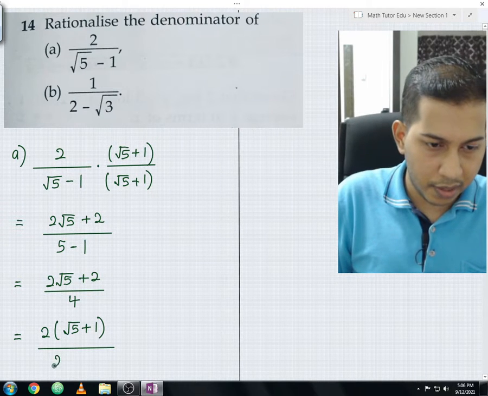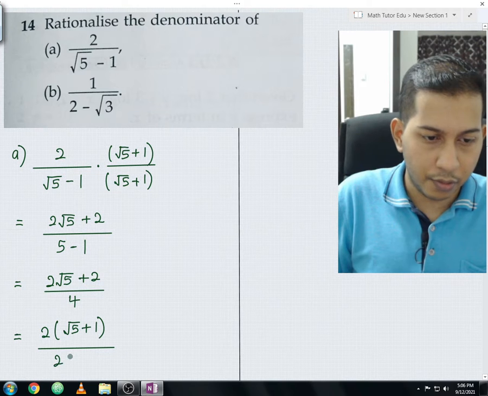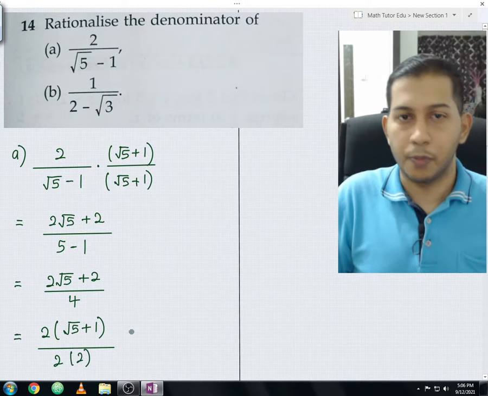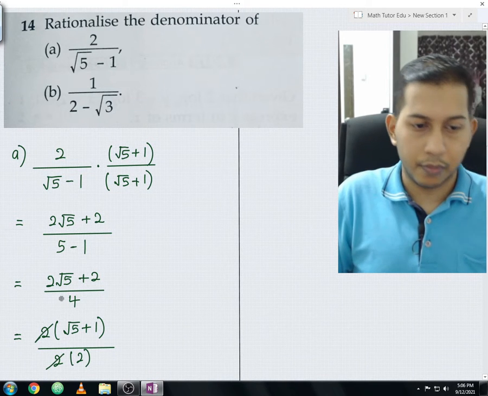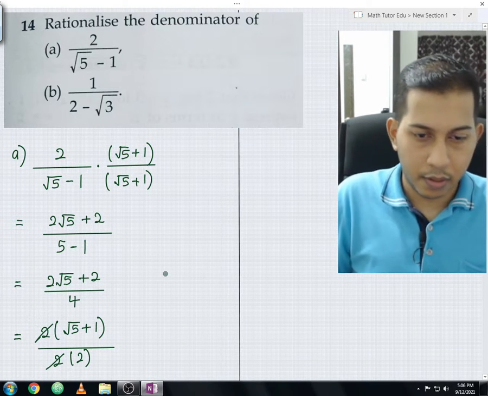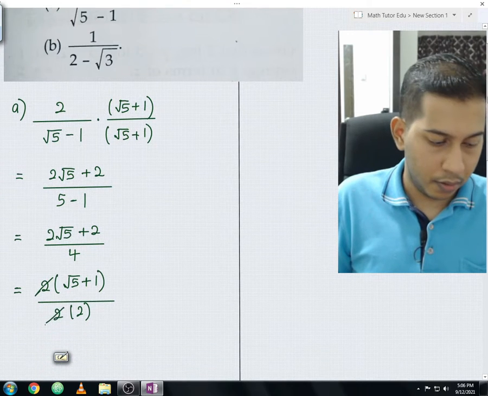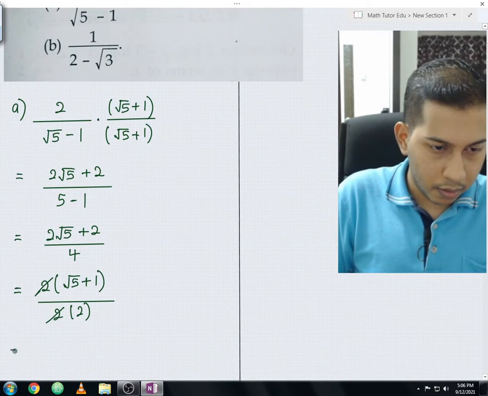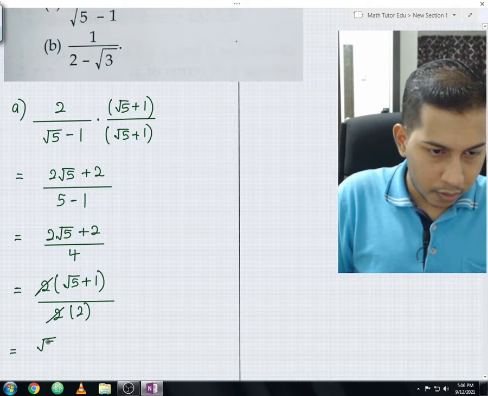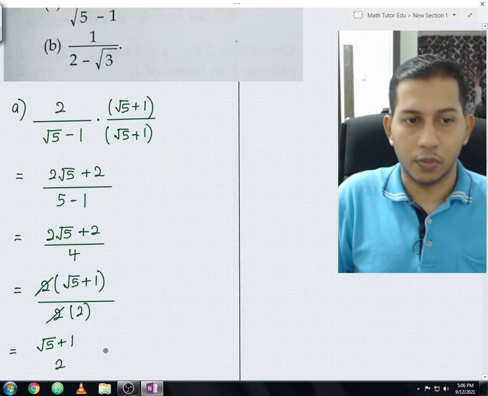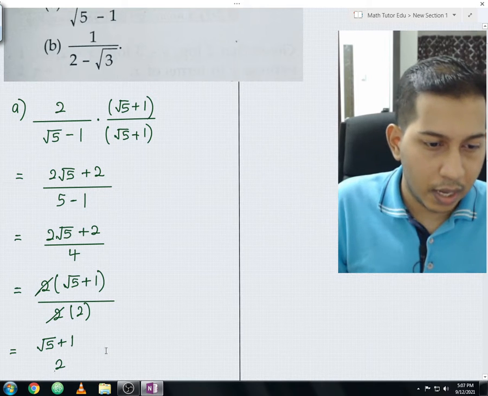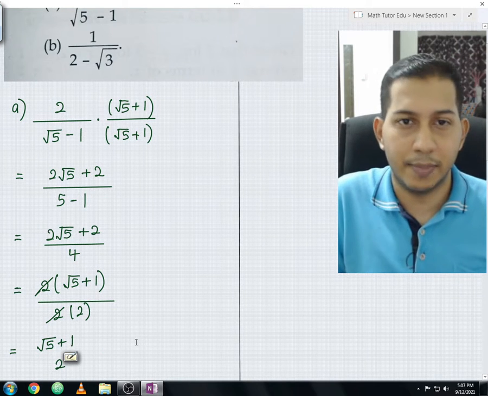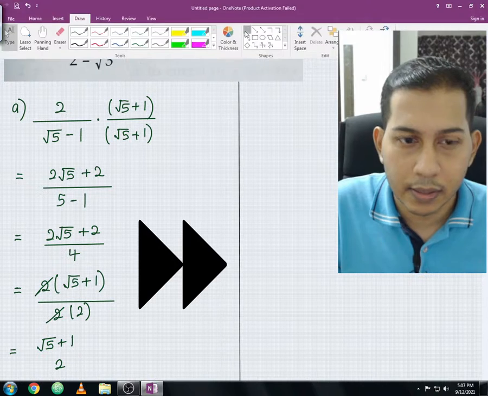Okay, so similar for the denominator, you factor out the 2, you're only left with 2. So the 2 and 2 you can cancel them out. From here your final answer will be square root 5 plus 1 over 2. So this is your final answer. Let me underline the fraction and the solution for the question part A. So please hold on, guys.